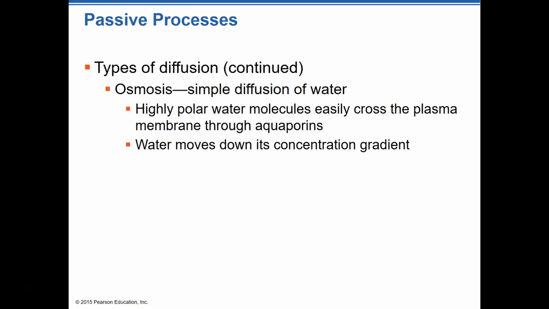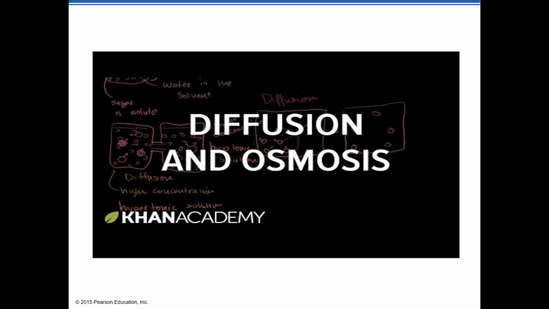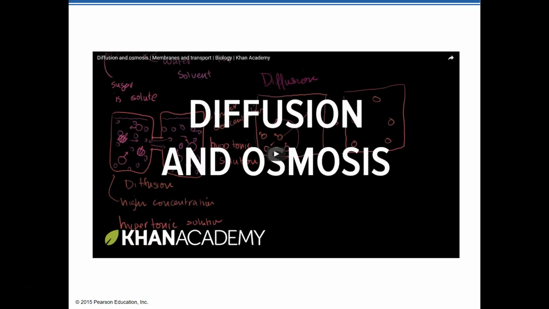Osmosis is another type of diffusion, but osmosis has to do with the water side of things, and not so much the solutes. Solutes play a role in it, but it has to do with the movement of water. So osmosis is the diffusion of water. Some high polarity water molecules easily cross the plasma membrane through aquapores. Water can move down its concentration gradient. But anyway, basically what I want you to realize is osmosis is the process of water moving across.